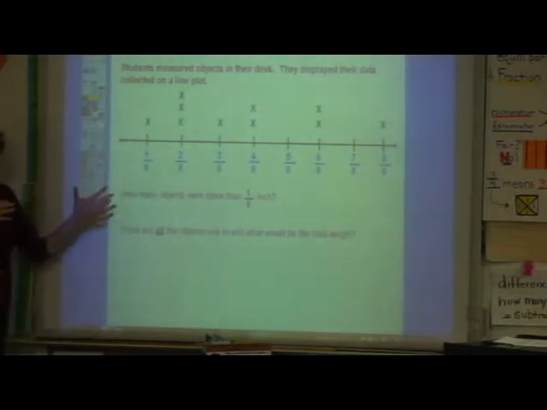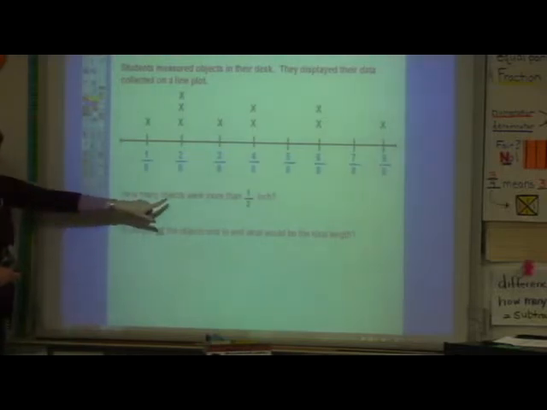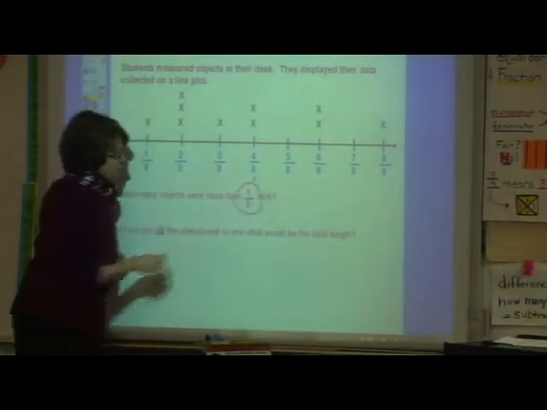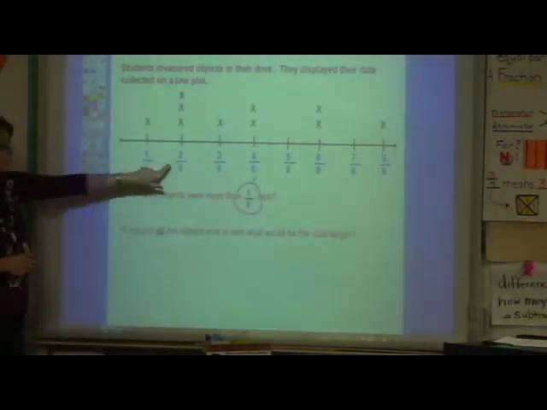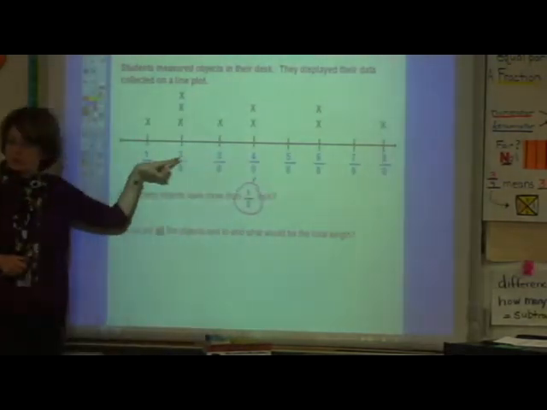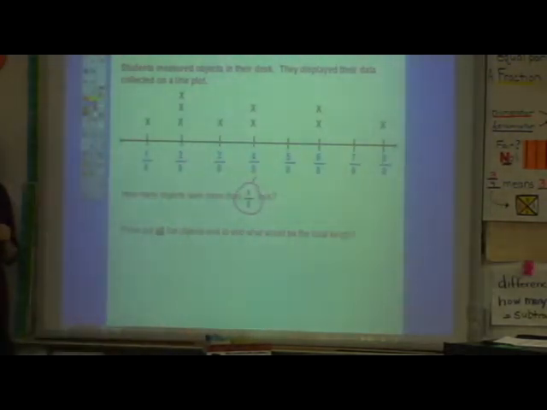We talked about plotting data, and that part they would have done in 3rd grade, but they would not have had the fractions with it, I don't think. Their first question would be, and this is where it ties into our fraction lessons now, how many objects were more than 1/2? So our focus is going to be on 1/2. There is no 1/2 on this list up here. So what are the students going to have to do? Give a fraction. You know where 1/2 is? 4/8. They've got to know what 1/2 is.